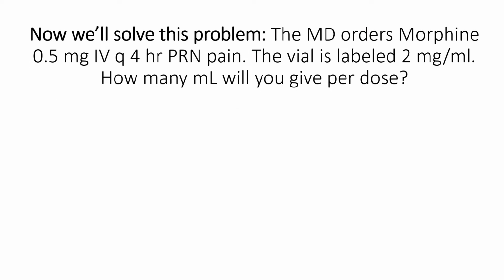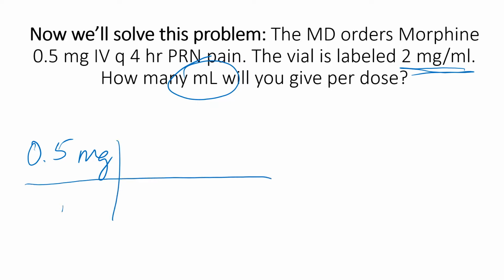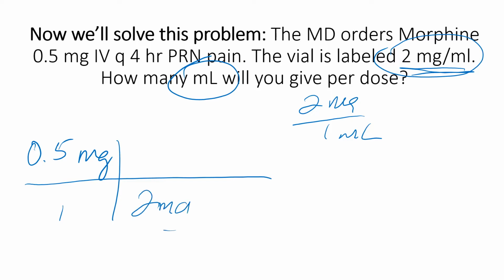So like we said in class, MD orders morphine for you to give to the patient. So 0.5 milligrams is going to be our starting domino. My target is milliliters. So if this is my conversion factor, this is just milligrams, not per anything or over anything, so it's going to be over 1. I'm going to look at this, and I can either flip it or keep it the same, so I'm going to flip this. So 2 milligrams on the bottom, 1 mL on top.